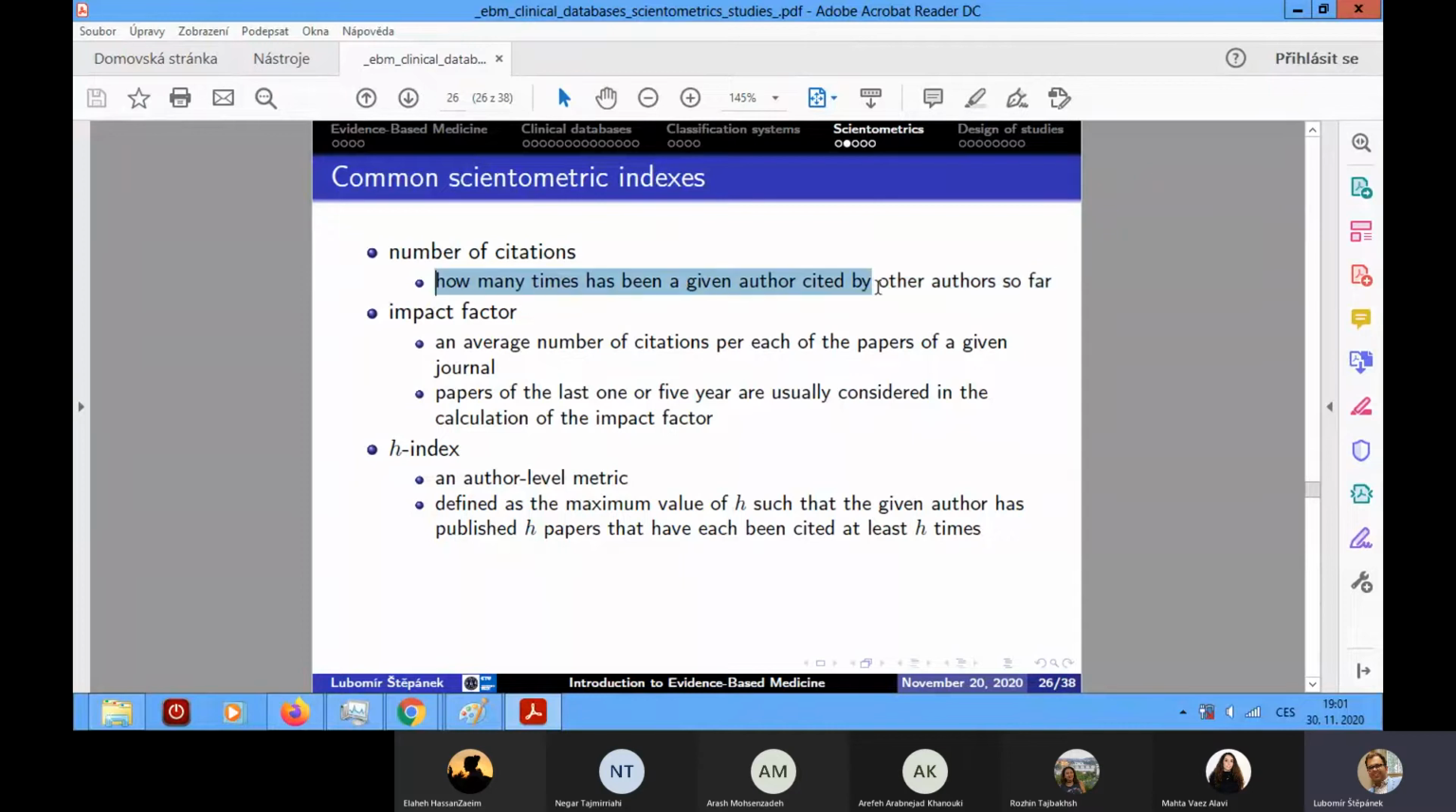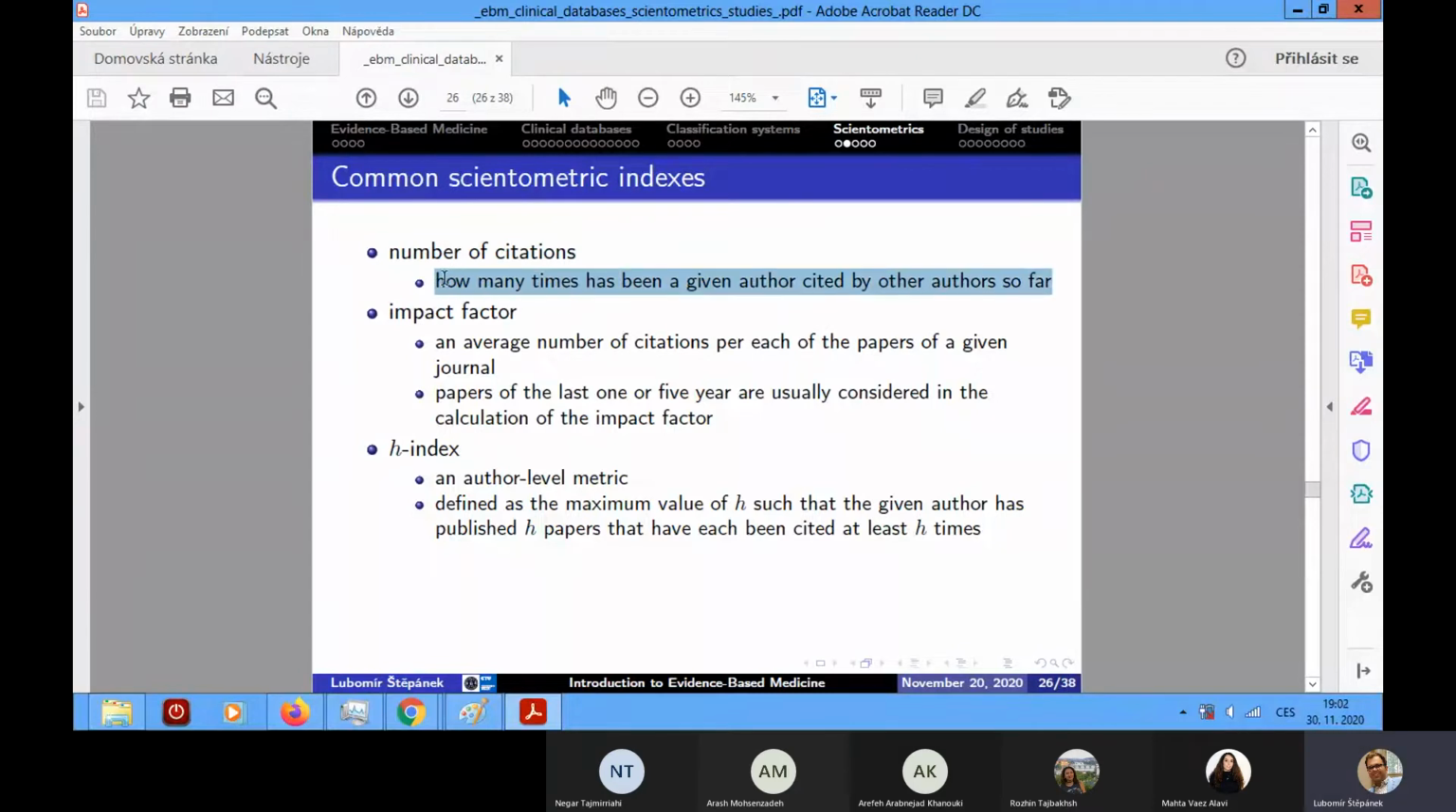So the correct version is that the number of citations is how many times a given document was cited. It could be a scientific paper, an abstract, or a chapter in a scientific book. How many times was this work cited by other authors? Sometimes it could also relate to how many citations one given author got, but I think the number of citations is related to one scientific work.